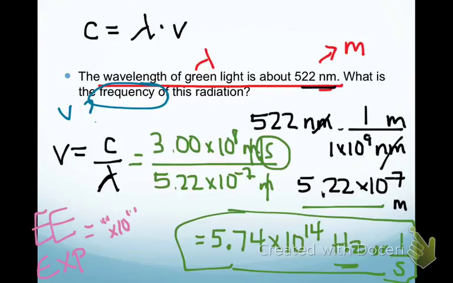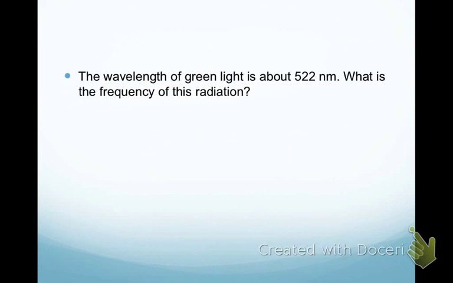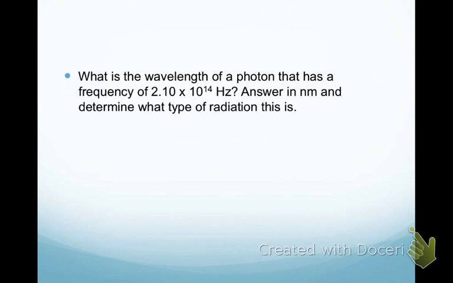Let's do another example going the other way. Here I want to also determine the type of radiation. The question says, what is the wavelength of a photon? A photon, remember, is a particle of light that has a frequency of 2.10 times 10 to the 14 hertz. I want to put this answer in nanometers and determine the type of radiation. So let's mark the problem to see what we need to figure out.